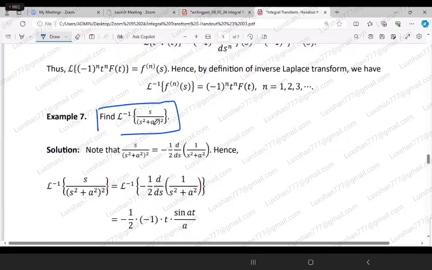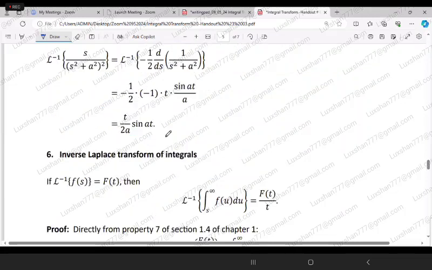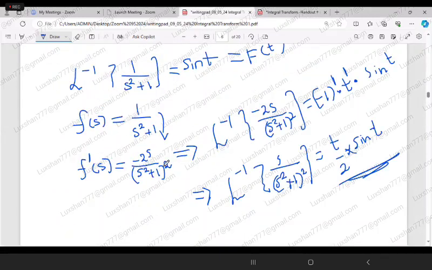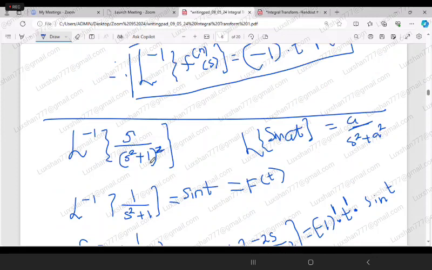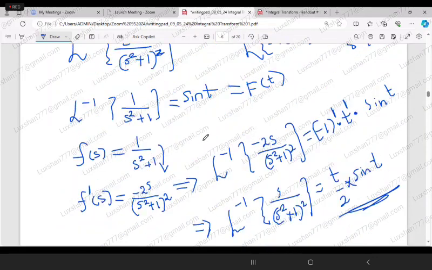Yeah, I'm sorry. Here a is equal to 1, no? So there's a, so we have a here. I'm sorry, so this is actually s squared plus 1. Okay, so similarly, you can do it for a.